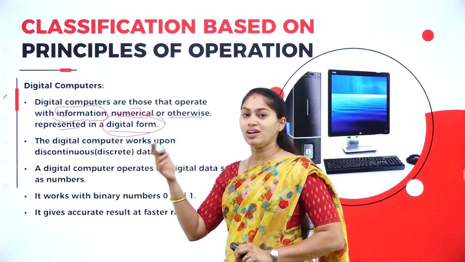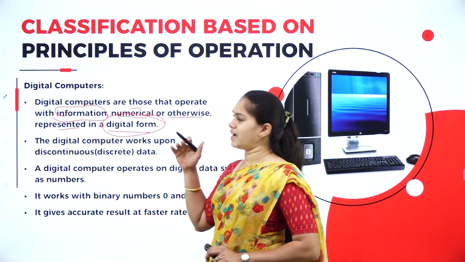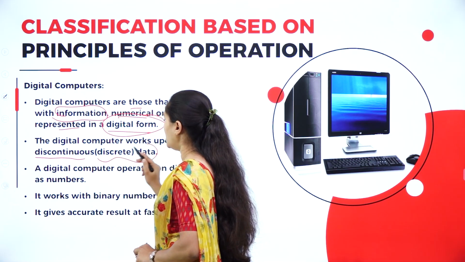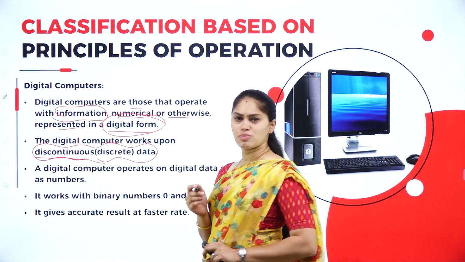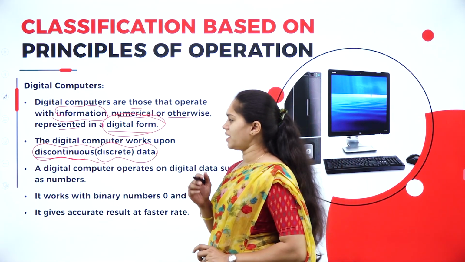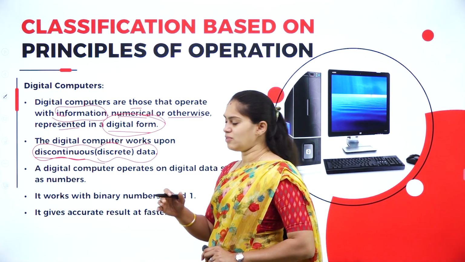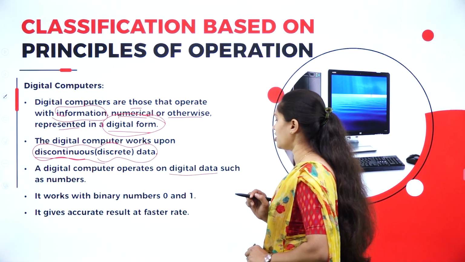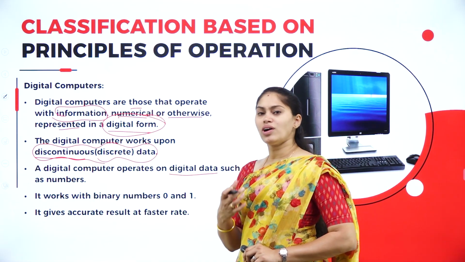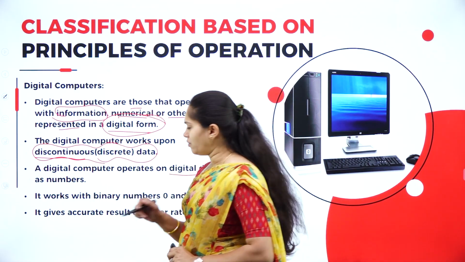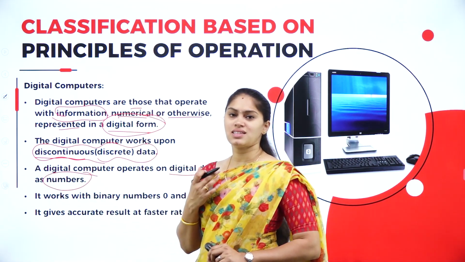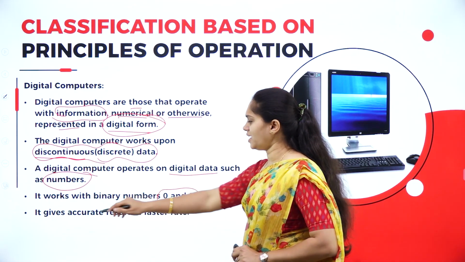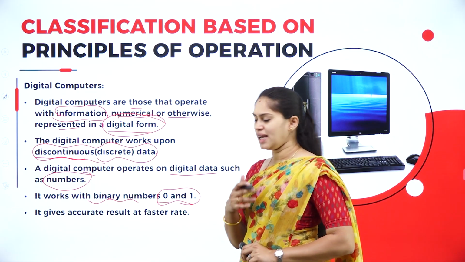If you consider the analog, it is of continuous data in nature. But this digital computer mainly works based on discontinuous or discrete data. A very important difference between the analog and digital. So it works based on discontinuous, or discrete, data. And also this digital computer mainly operates on digital data. Then what kind of data does it include? It has numbers in order to represent the value. Those values always lie as 1 and 0. So it always works with binary numbers, either 0 or 1.